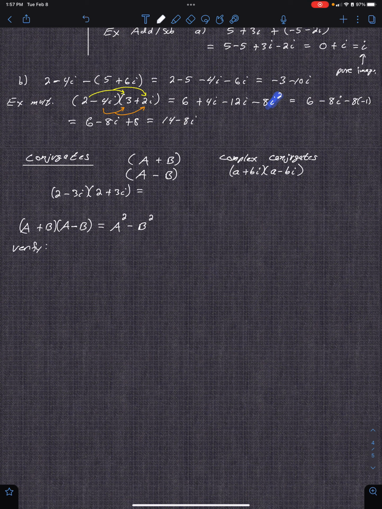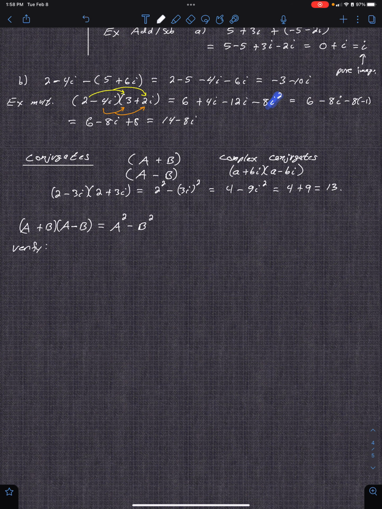So this becomes 2 squared minus 3i squared. So that's 4 minus 9i squared, or 4 plus 9. So that's just going to be 13. 9, 10, 11, 12, 13.